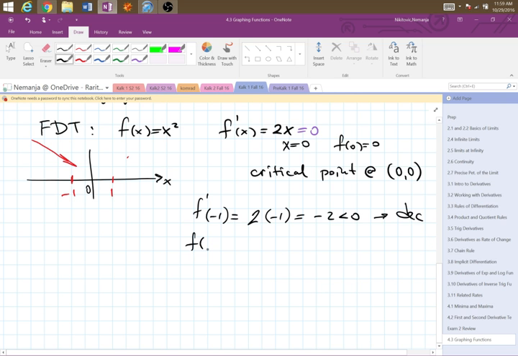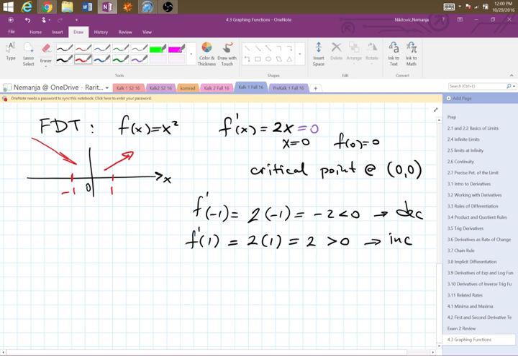So f prime computed at 1. It's called the first derivative test because we are using these test points and the first derivative. And we have the increase. Once you have this, you can see that (0, 0) is a minimum, right? Because the function has to decrease and then increase.